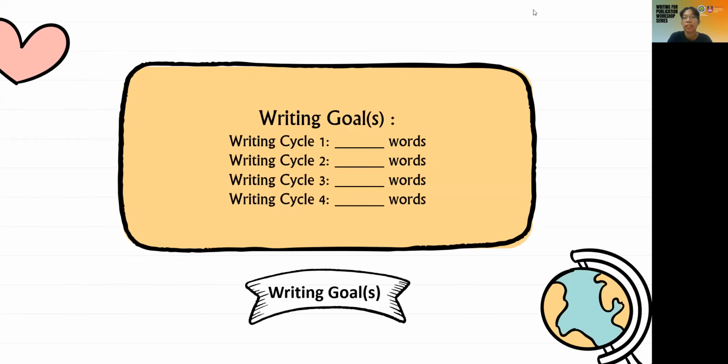And then this is writing goals, okay? So what are your writing goals? Why do you have to have goals? Because without goals, you will not be able to achieve what you want to write. Writing cycle 1, how many words do you want to write? 300 words, put 300 words. Remember, this is goals. If you don't achieve, that will be okay. So nobody's going to punish you, all right?